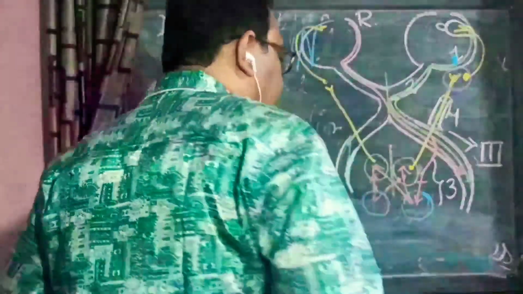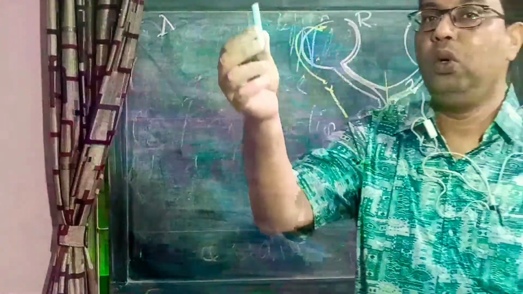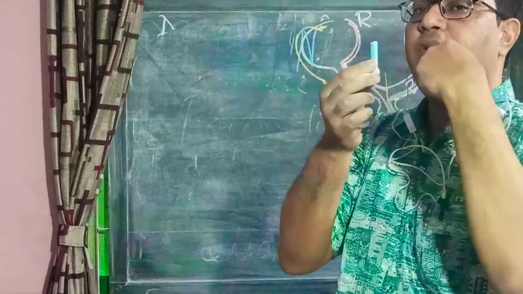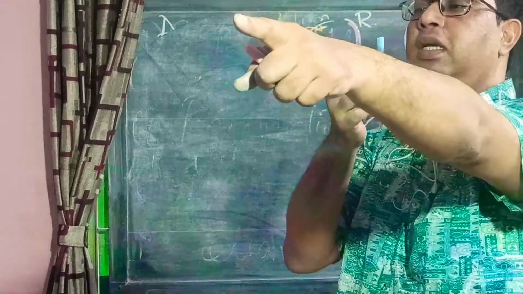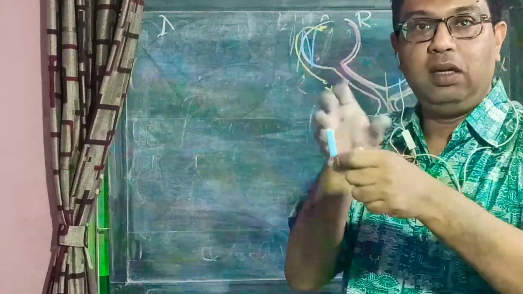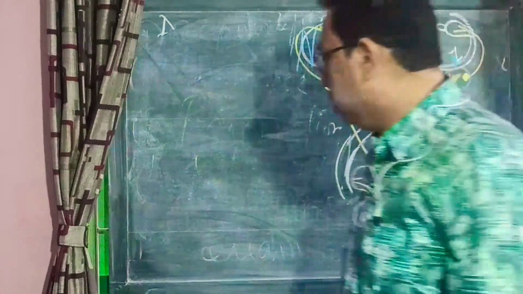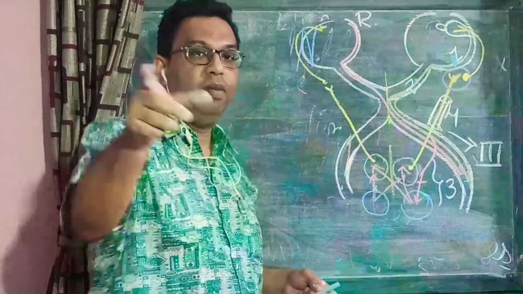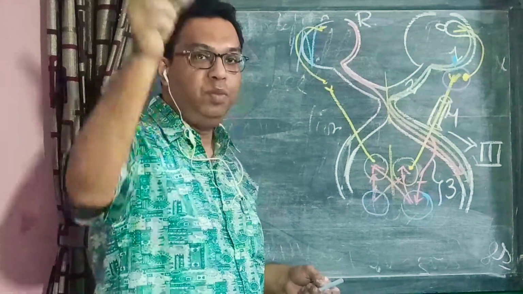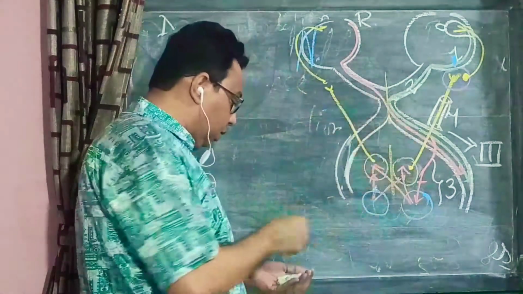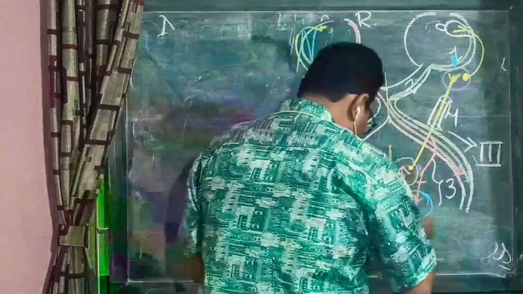During accommodation reflex, when we are asked to look at a near object, when we shift our focus from infinity to the near object, then we see convergence of the eyeball. We also see constriction of the pupil. Now, how is this constriction of the pupil different from the constriction of the pupillary light reflex? So, what is the difference in pathway? The difference in pathway lies here.